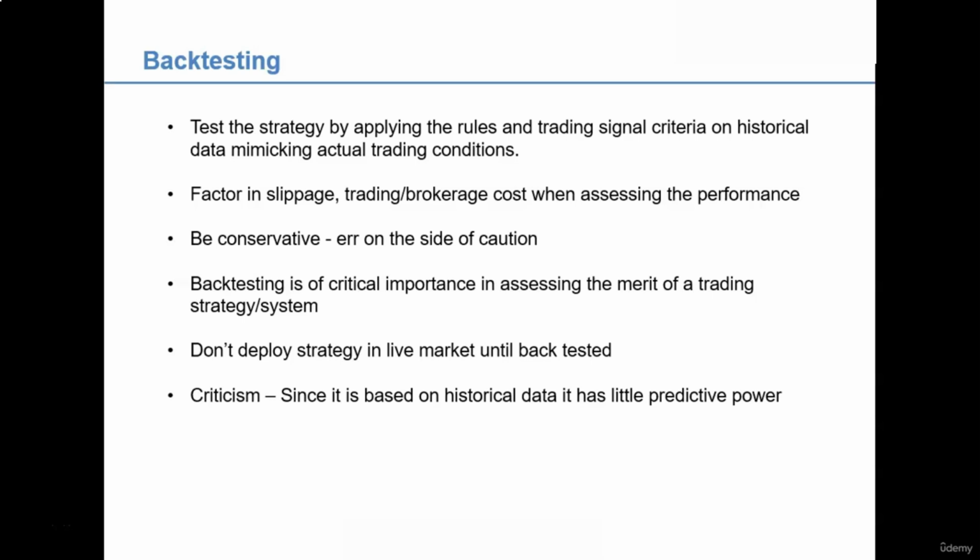Ideally, you should factor in things like slippage, trading cost, brokerage cost, etc., because they actually eat a lot into a strategy's performance. And this is the problem that you will see with most of the backtesting platforms or most of the research work that is available. Most research work on trading strategies do not really factor in trading cost and slippage. So the result is a bit overstated. Always try to be conservative or on the side of caution.